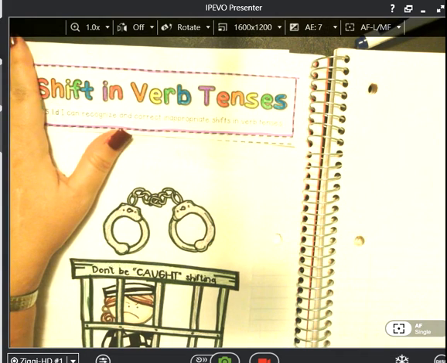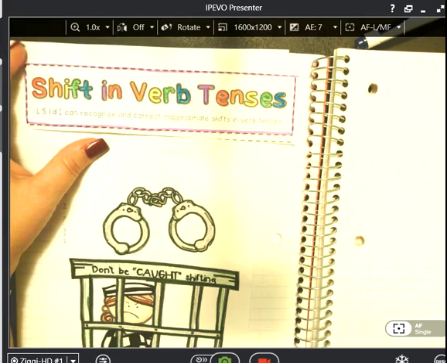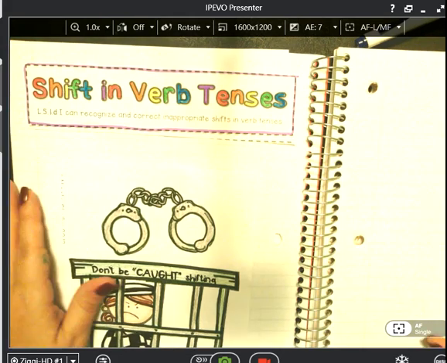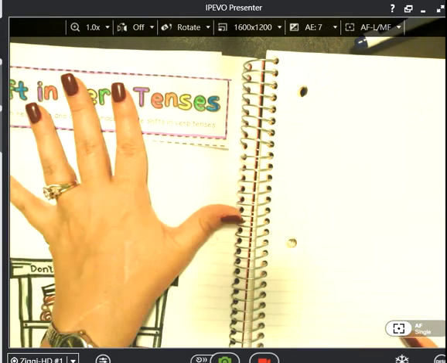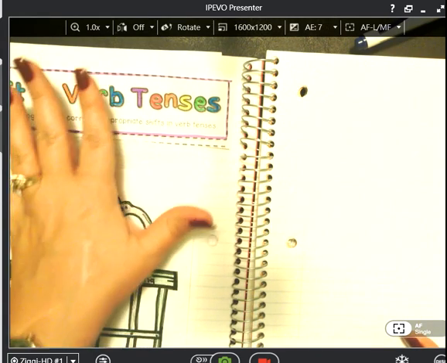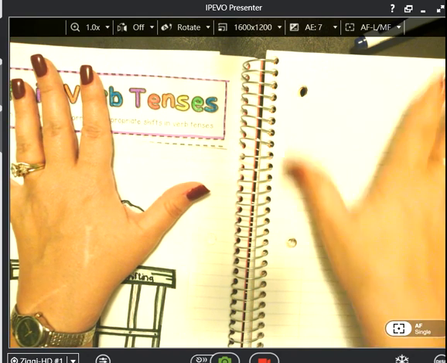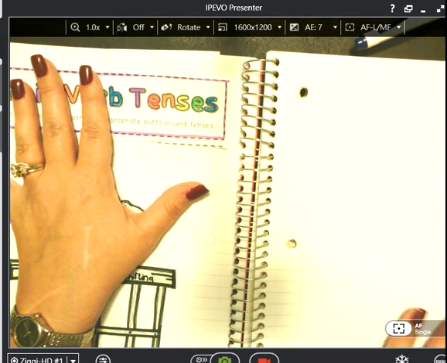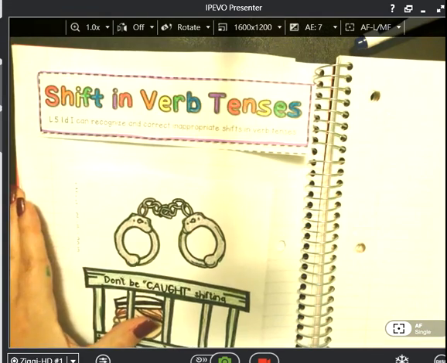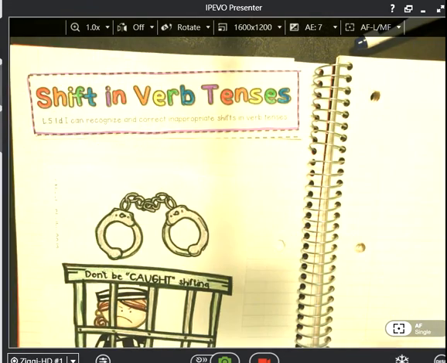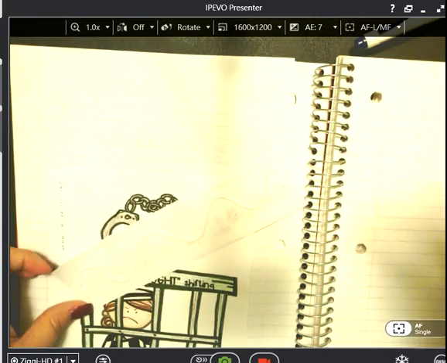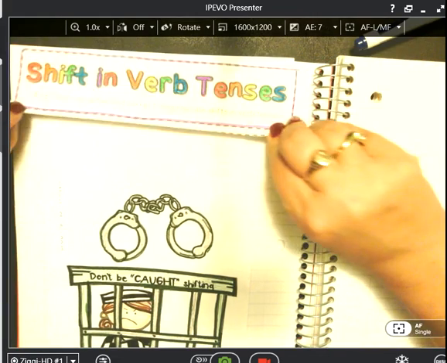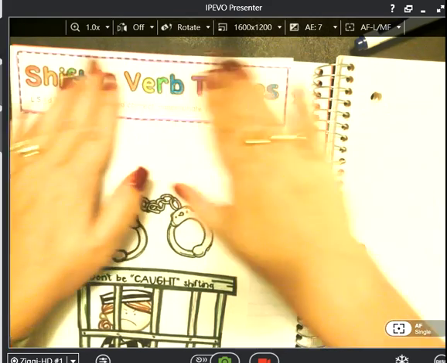So we have our shift and verb tenses, which again you can color in any way that you want to. We're also going to be using both sides of a book page here. So I've got my spiral open, and on the left hand side of the page I'm going to be doing the first part of this, and then we're going to write some examples over here on the right side of the page. So we're going to start off with putting our shift and verb tenses here, just like this. And let's glue that down at the very tip top of the page.